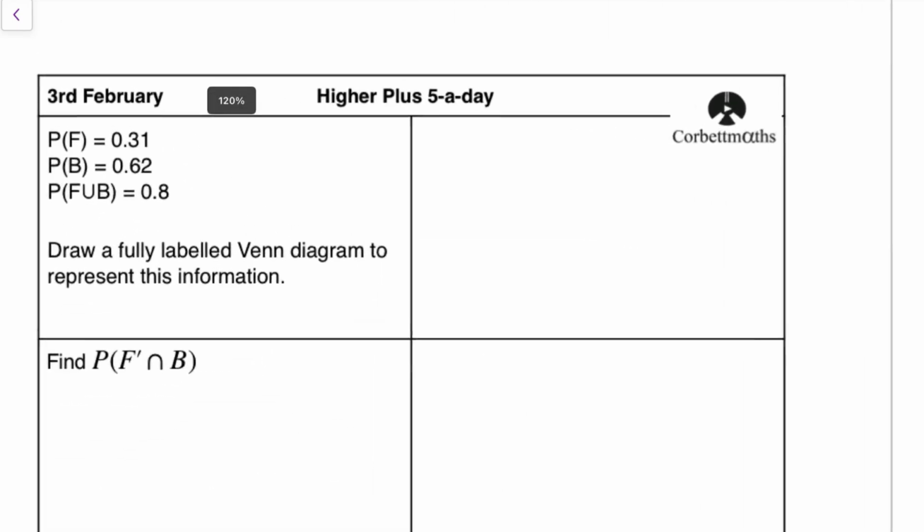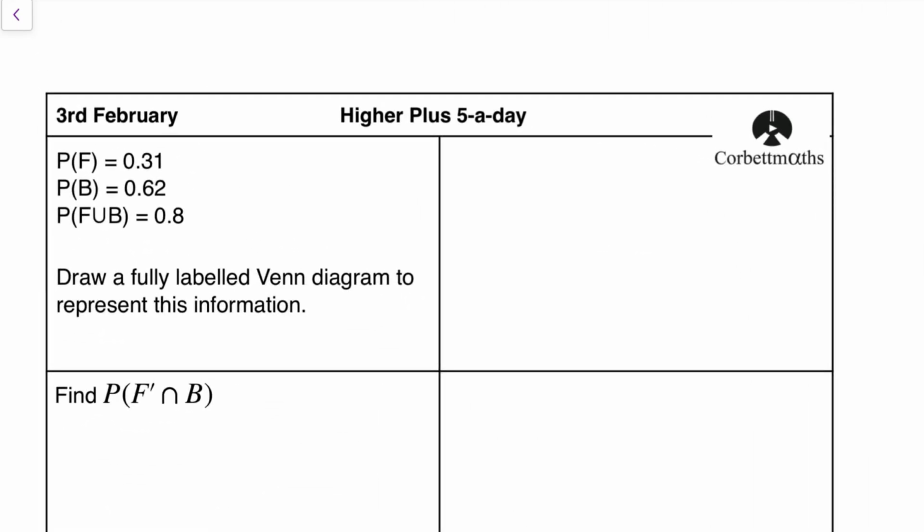Let's go with the first question. Now I like this month. This month is starting to mix up the questions again, isn't it? So we've got a Venn diagram question now. So what do we have? So probability of F, probability of B. Okay, let's draw the Venn diagram.